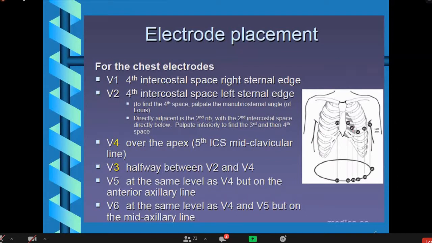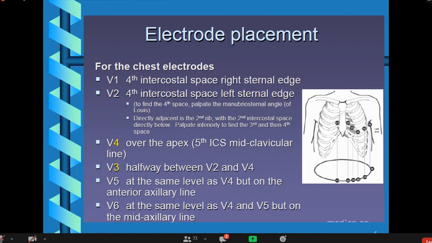So we place V3 in between V2 and V4. V5 is at the same level, but on the anterior axillary line. Everybody knows the anterior axillary line from anatomy. So V5 is placed at the anterior axillary line, and then V6 at the same level, just like V4, but at the mid axillary line. So this is how we place electrodes over the chest wall.